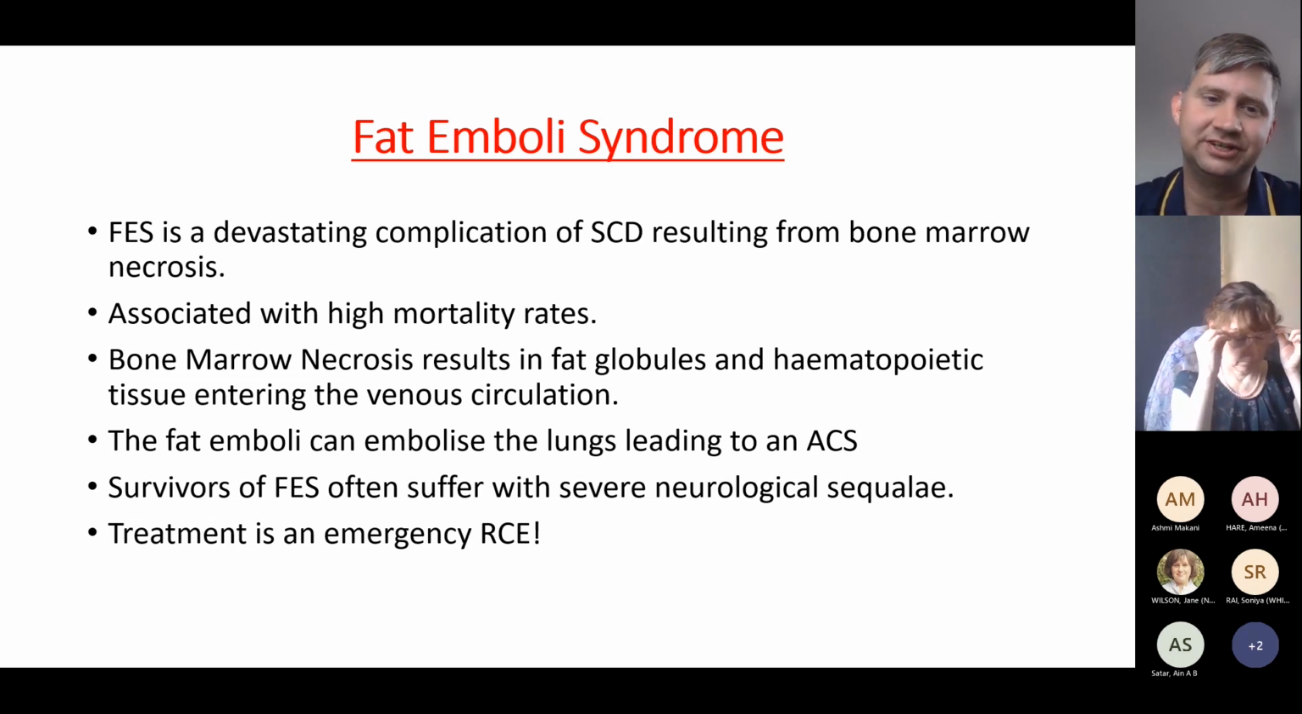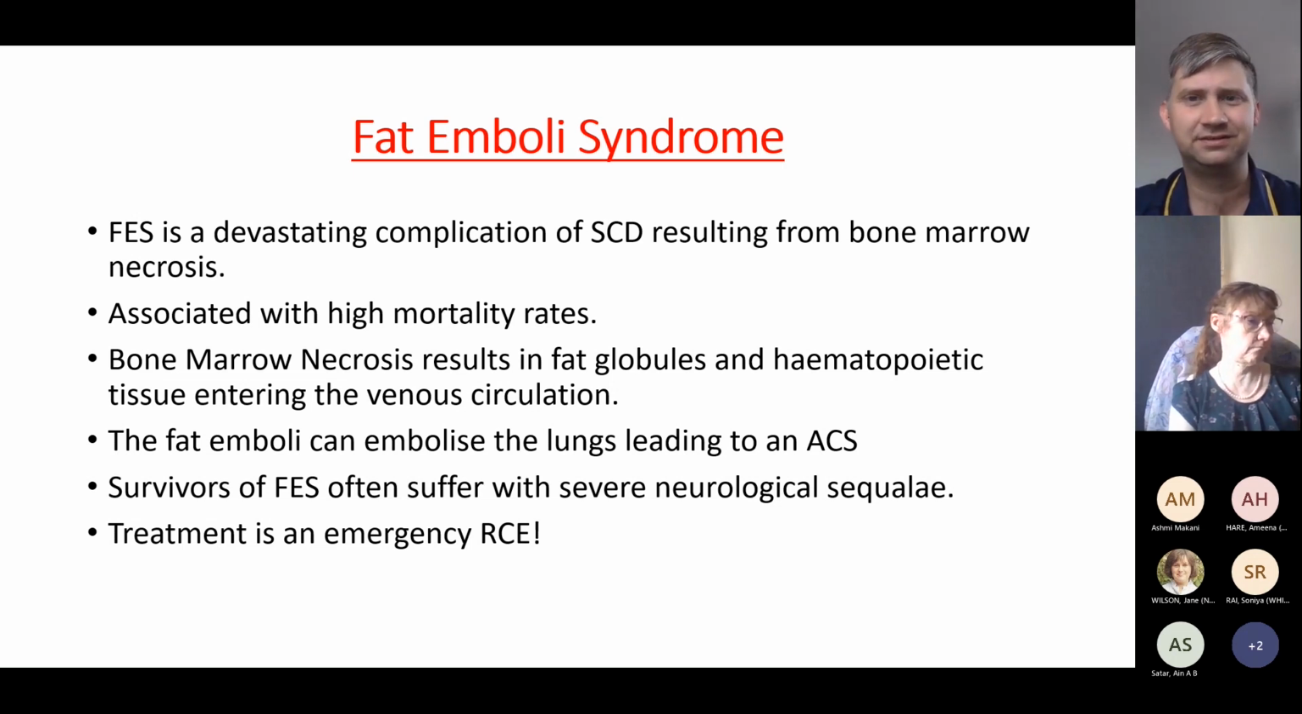Survivors of fat embolism syndrome often suffer with severe neurological sequelae, so if they survive, they might have some neurological deficit. And the treatment of this is emergency red cell exchange. There's some contention about whether we also do a PEX, so a plasma exchange, but there isn't much research to say how beneficial that is. But red cell exchanges are shown to help.